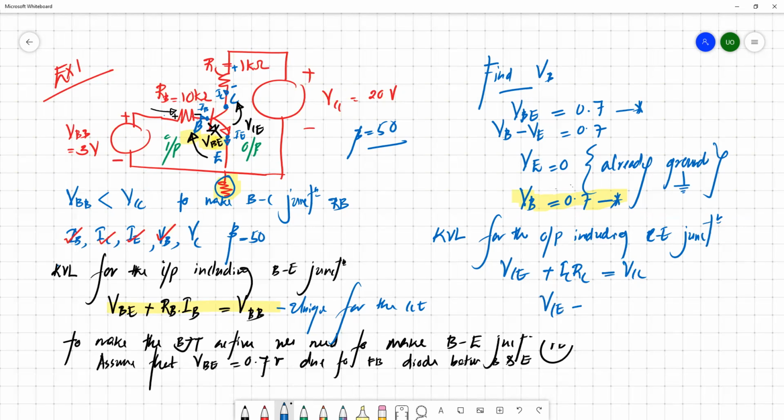VCE plus IC, so we found it previously, IC equals 11.5, I guess, milliampere, into RC, which is 1 kilo ohm, equals 20. So then you can easily get VCE. VCE is actually 8.58.